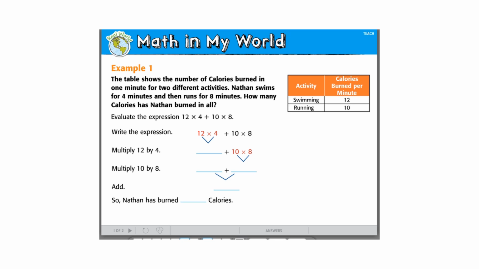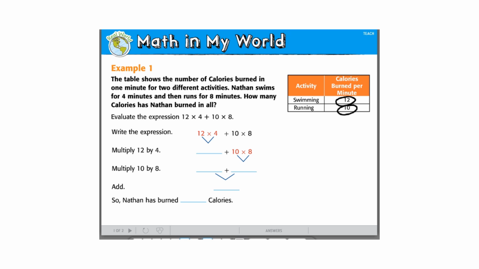The table shows the number of calories that are burned in 1 minute for 2 different activities. Nathan swims for 4 minutes and then runs for 8 minutes. How many calories has Nathan burned in all? So you burn 12 calories per minute by swimming and 10 calories per minute by running.